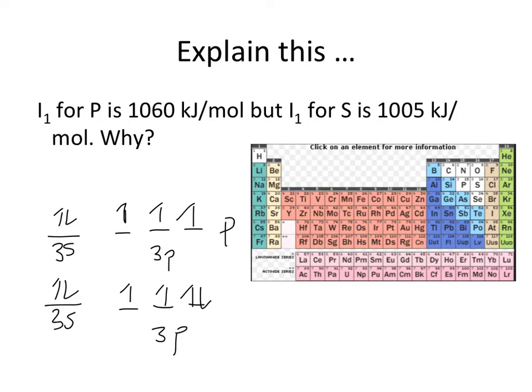Okay, so the first ionization energy for your sulfur is going to be slightly lower than your phosphorus. And that's because there's stability in having a half-filled shell versus an unevenly or unequally filled shell.